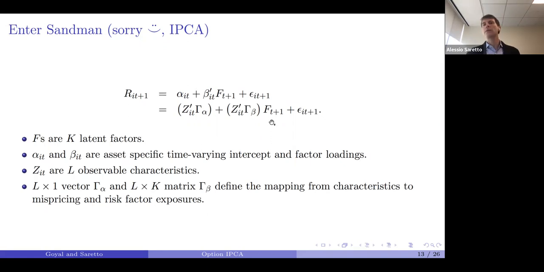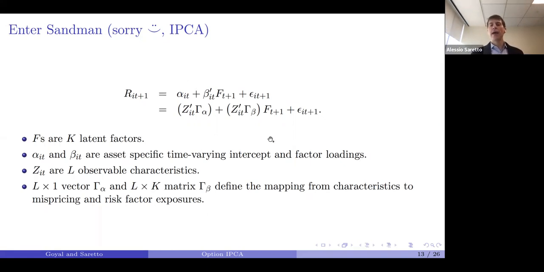And now you want to estimate this thing. So how are you going to do this? Basically, this is very simple. Think about running a Fama-MacBeth. First you run time series regressions and you get the betas. Then you run cross-sectional regressions of expected return on betas.